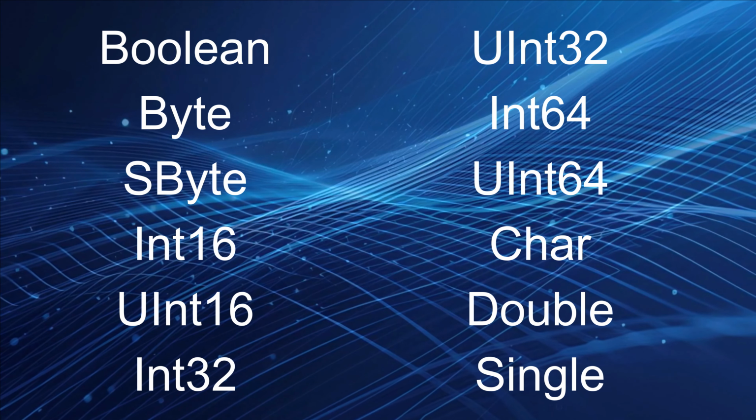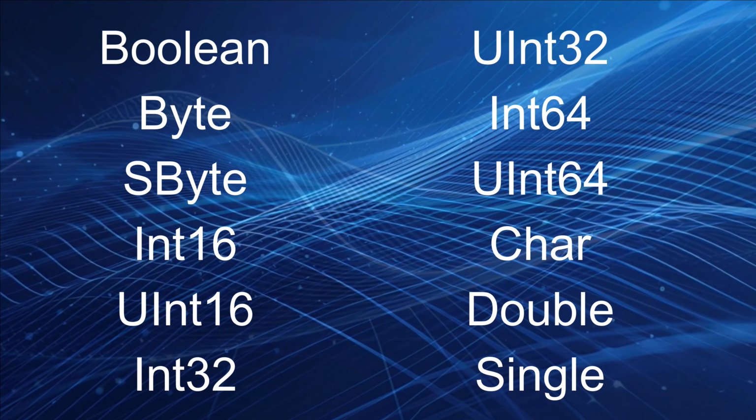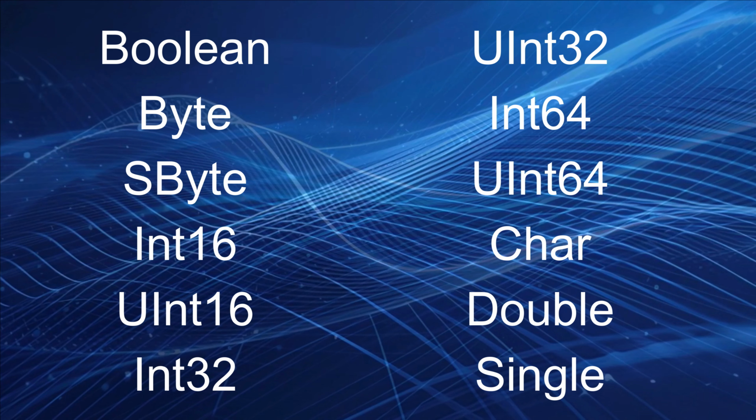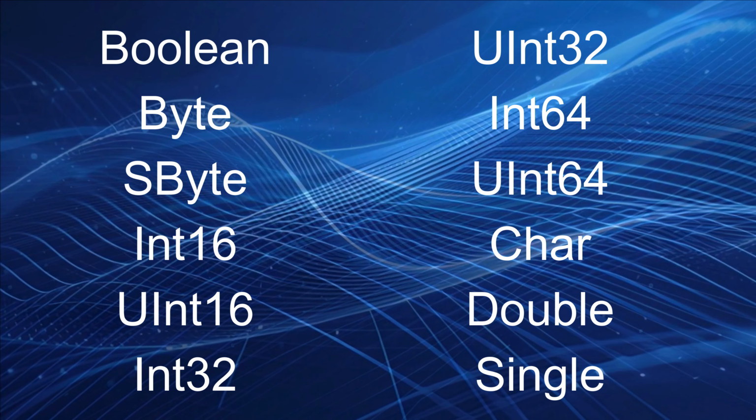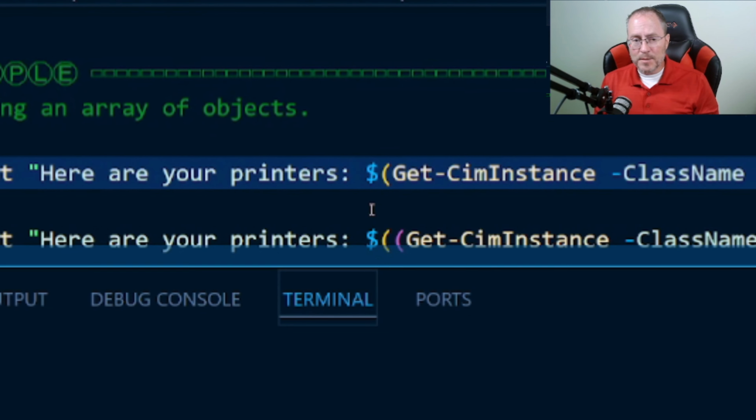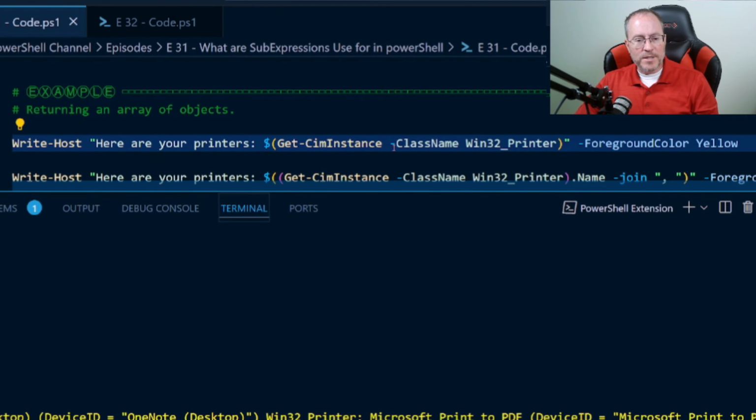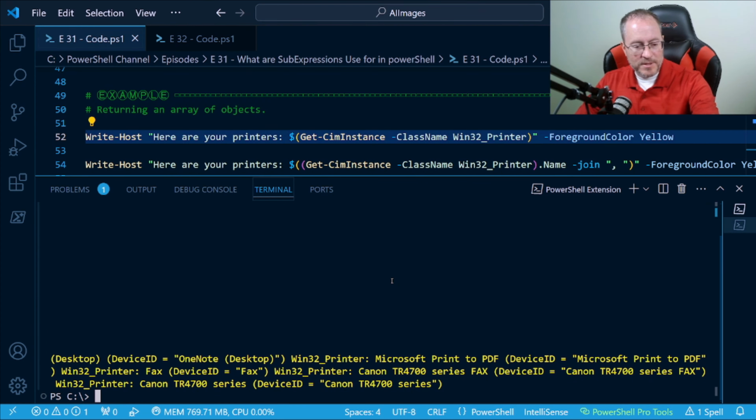When the result of your subexpression is a singular value, it's going to be returned as a scalar. In other words, it's going to be something like either a string, a character, it could be any one of our numerical data types, integers, both signed and unsigned, decimal values like single and double, or it could be a Boolean or a byte value. But it can also return an array of objects. Here we have a string, here are your printers, and inside the subexpression I'm calling Get-CimInstance against the class Win32_Printer. Now when I do that, looking down here at the bottom, you can see that we have, well, a lot of objects in this array.